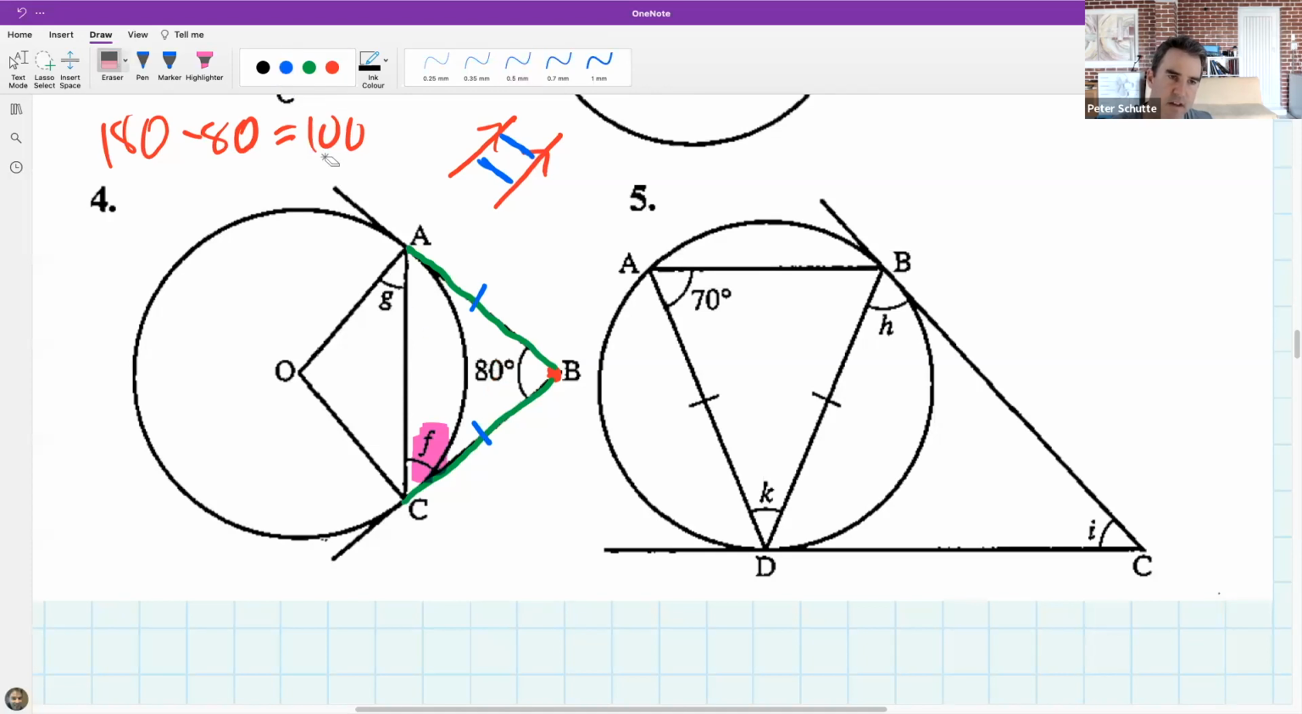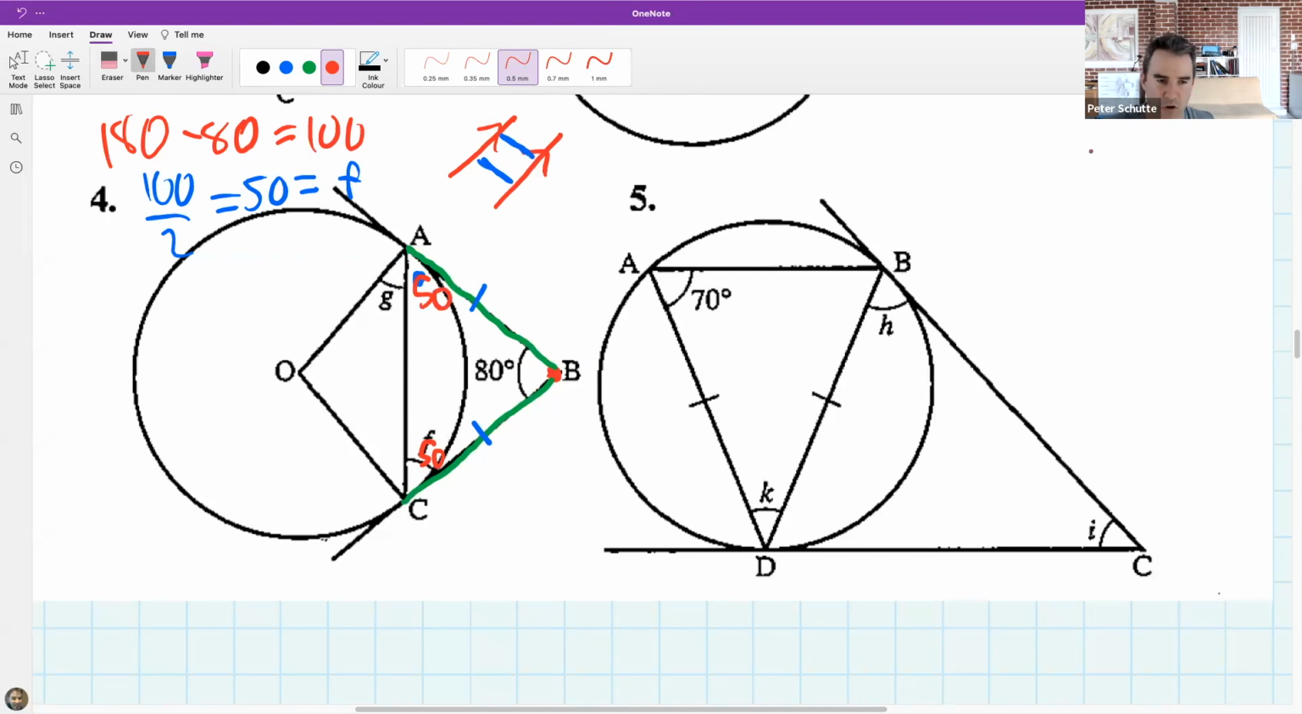And then I said 100 divided by 2, since these two sides are equal. So this one over here and this one over here will be the same. So you can divide by 2 to get F. So did you get 50? Yes, I got 50. Awesome. Love it. So I agree with you. The answer to F is 50, and this would also be 50.